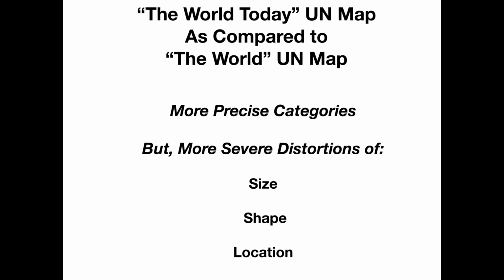If we compare these two maps, my takeaway message would be that the second map, the world today, has more precise categories, in a way, as a more sophisticated map, but it has more severe distortions of size, shape, and location. So to just quickly go through a few of these.